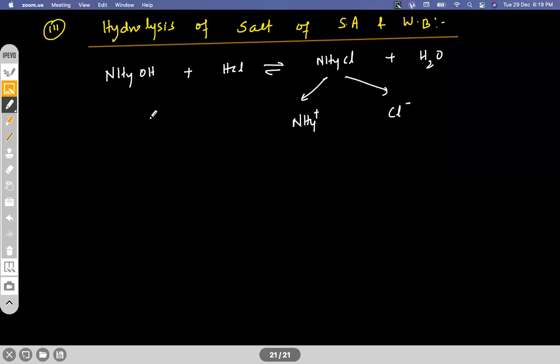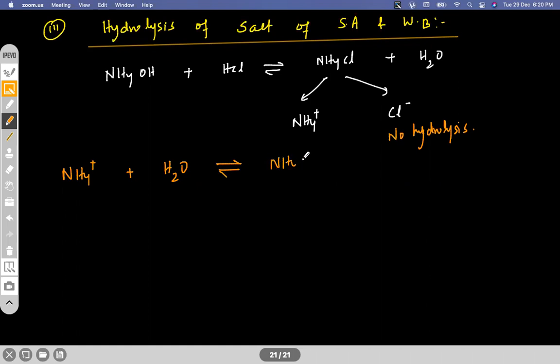Okay. So obviously this Cl minus is the anion of strong acid. So for this, we don't have any hydrolysis. No hydrolysis for this. This one will go under hydrolysis, and the reaction would be, we have NH4 plus H2O. It forms NH4OH and H plus.